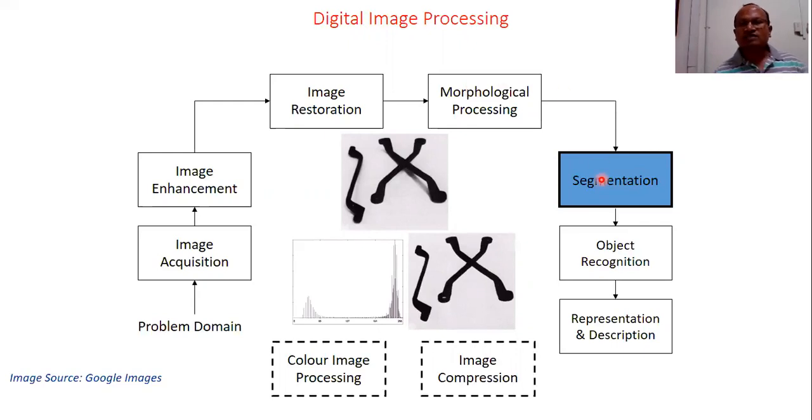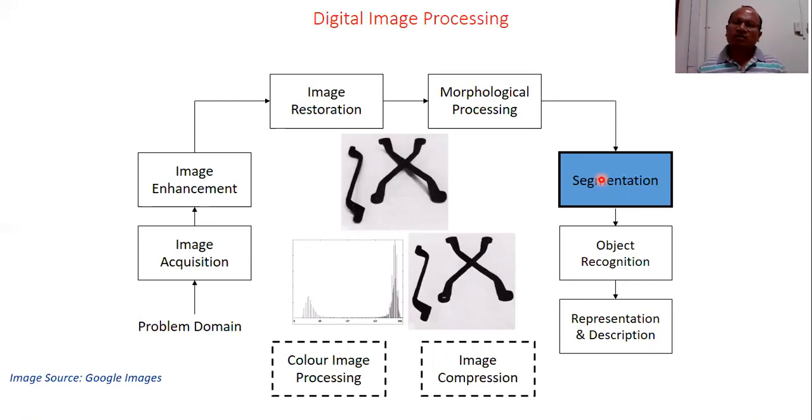The next stage is segmentation. Segmentation, as its name suggests, we will segment some part of an image. We will highlight some particular portion of an image. Segmentation allows us to select a certain area, a certain portion of the whole image. That is segmentation. It has numerous applications.